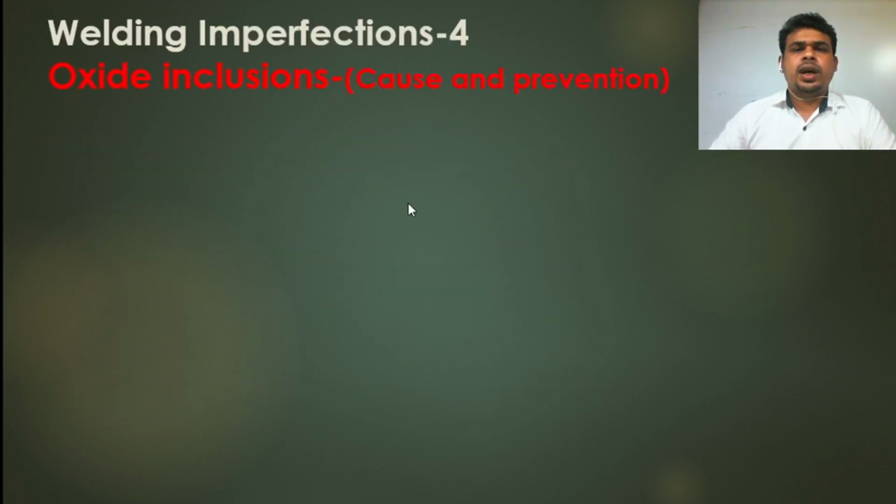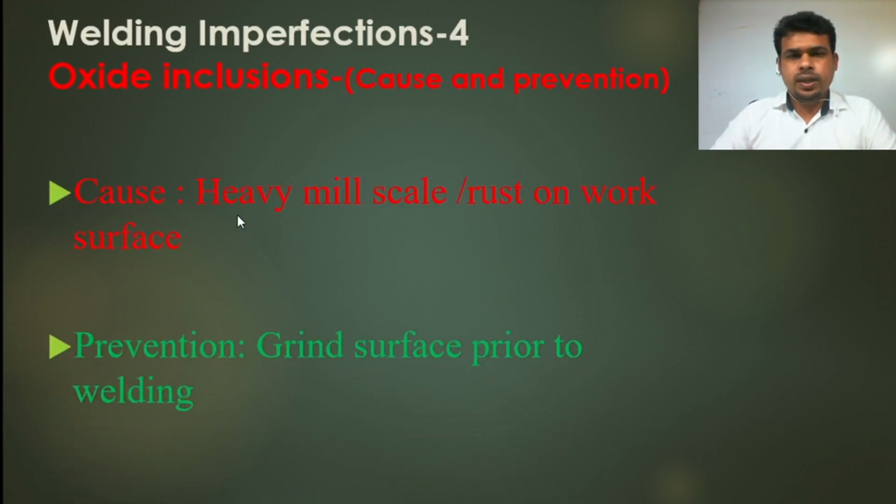Then what is the reason? The cause is having mill scale or rust on the work surface. Why does oxide inclusion happen? When we get the material, maybe it has mill scale. What is mill scale? If we keep some material in weather conditions, there is too much rust, and the surface is contaminated with rust. This is what is called mill scale.